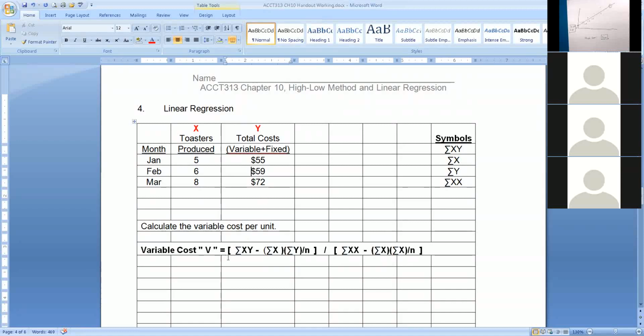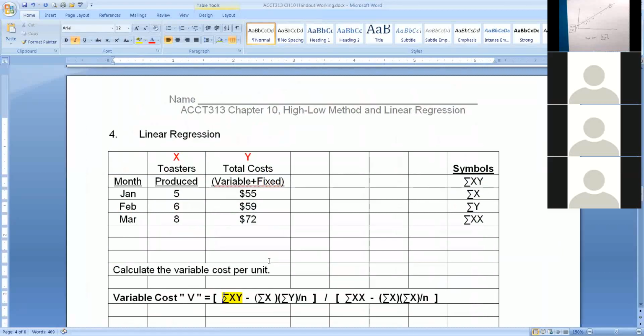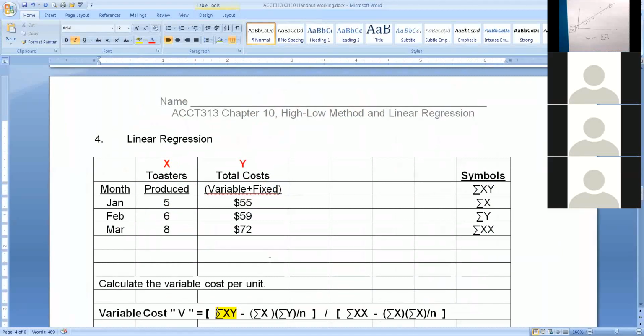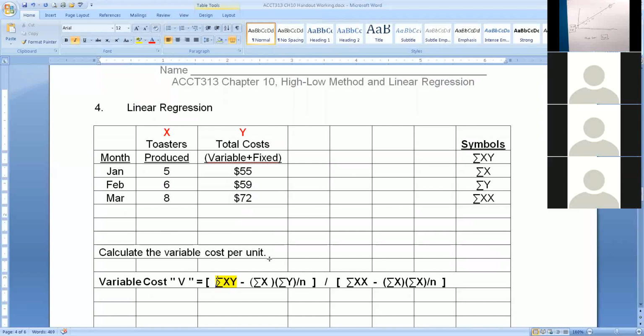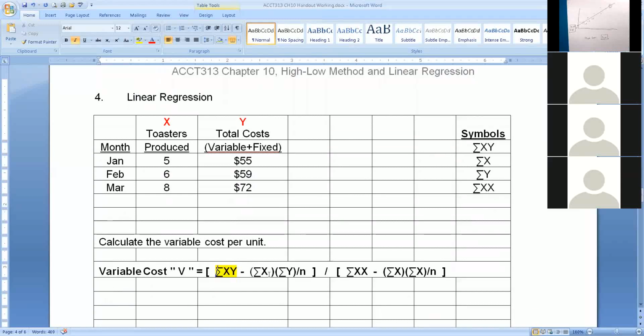Okay, so for each one of these symbols down here, we are going to see how we actually work these out using the x's and the y's up here. Let me zoom in a little bit.